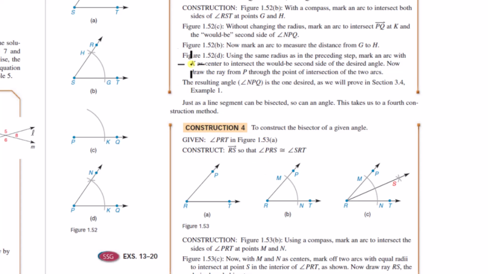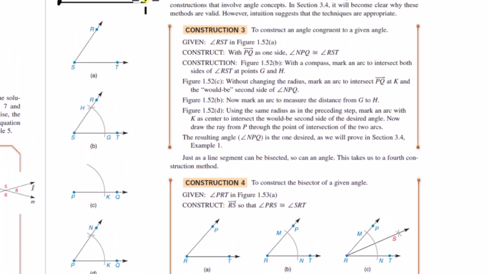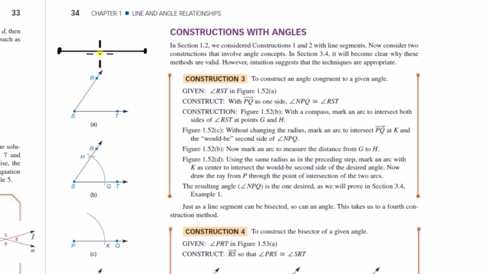So that was constructing a congruent angle, but now they're saying just as a line segment can be bisected, so can an angle. This takes us to a fourth construction. We worked a construction before where we got the midpoint of a line segment. We had a line segment, we made the radius of the compass fixed at some length that was definitely greater than the midpoint. Then we drew an arc like this, then fixed the center here and drew another arc like this.